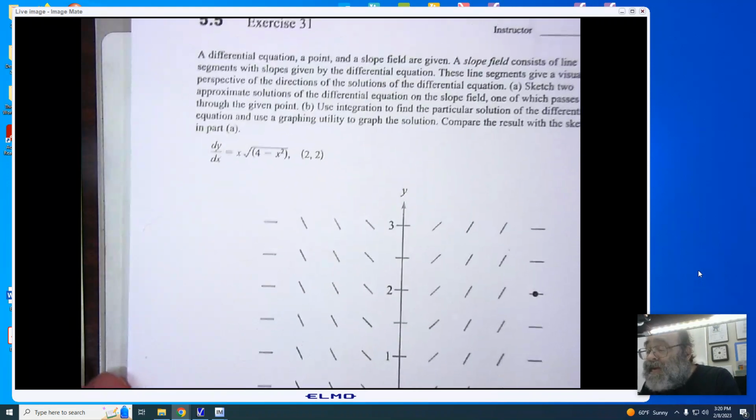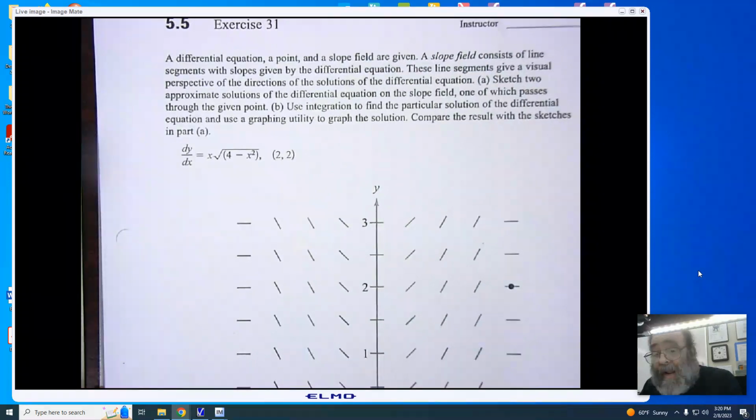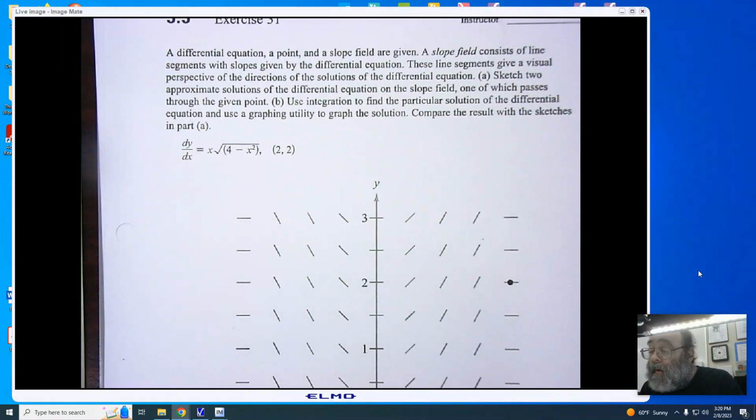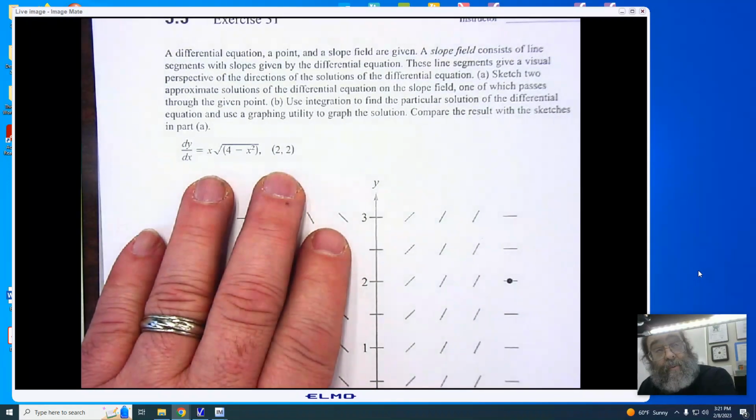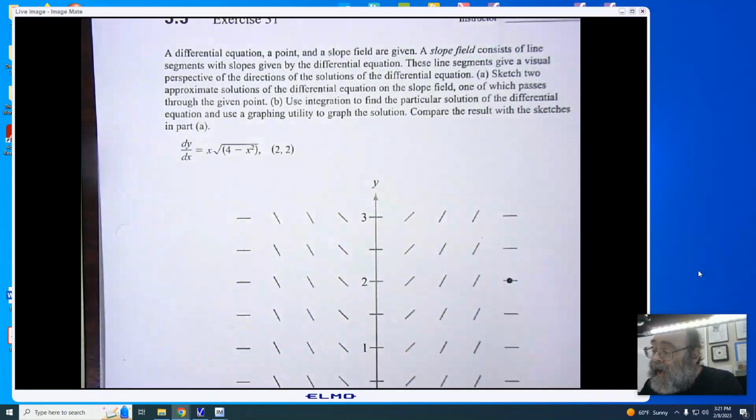This is a basic, straightforward problem where we are being asked to do 2 things. Well, actually 3. Number 1, they want us to draw a curve. Number 2, they want us to find another point and draw another curve. And 3, they want us to find the particular solution by solving the differential equation that we have on the page. Notice the condition is 2, 2. That is our initial condition. And that's the point sitting over here.